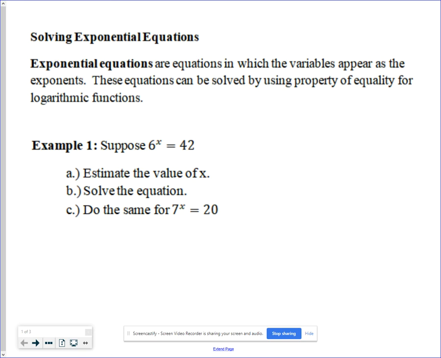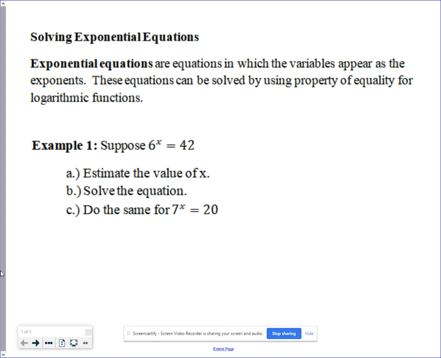Right, welcome back. Today we're going to be solving exponential equations. We have solved these before, but we were solving the easy ones, where you could get both sides written as a power of the same base. Well, the ones that we're going to be doing today, you're not going to be able to do it that way.